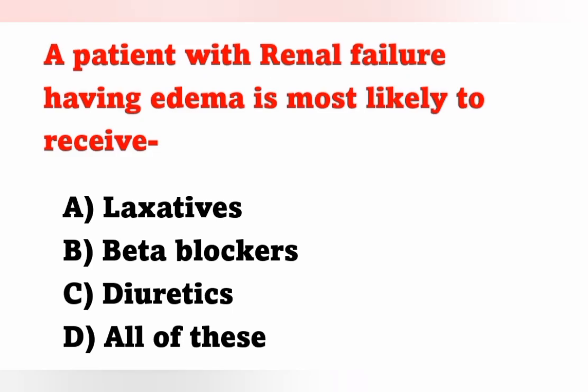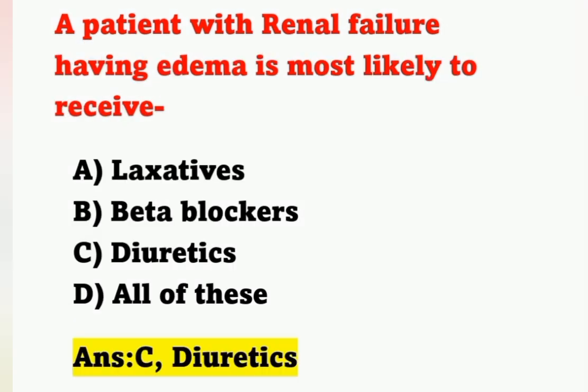Move on to the next question. These all are previous year questions. That's why I selected similar questions. A patient with renal failure having edema is most likely to receive: option A, laxative; option B, beta blockers; option C, diuretics; option D, all of this. Here the correct answer is option C, diuretics. Diuretics are mainly given to reduce body edema and also to reduce retention of body fluids. So a patient with renal failure having edema is most likely to receive diuretics.